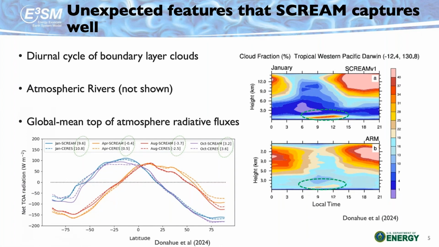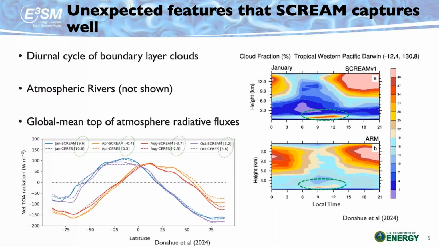It gets the latitudinal distribution as well as the strength of the atmospheric rivers when we compare them to, say, what we'd estimate from reanalysis. And one, I think, lucky and surprising result is that even though SCREAM is a very expensive model, and so it's very difficult to tune SCREAM, despite minimal tuning, we've been able to capture the global mean top of atmosphere radiative imbalance quite close to what satellite CERES in this case captures.